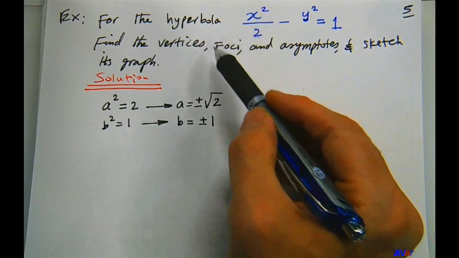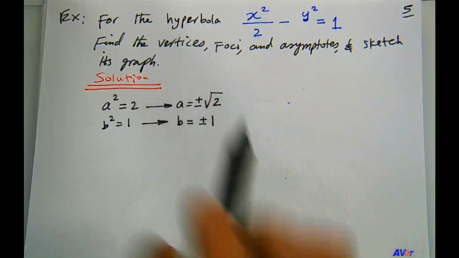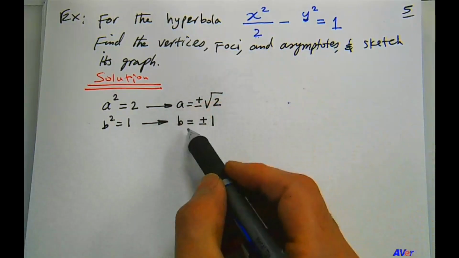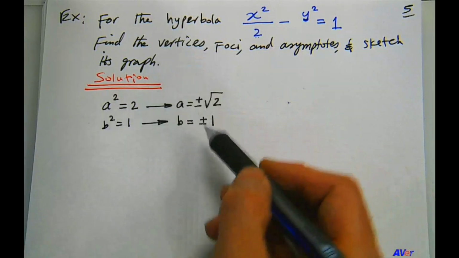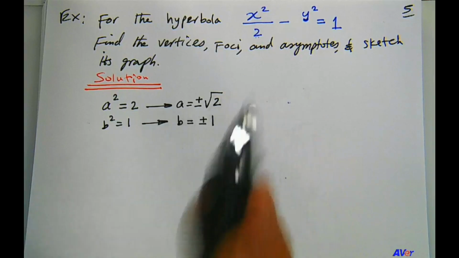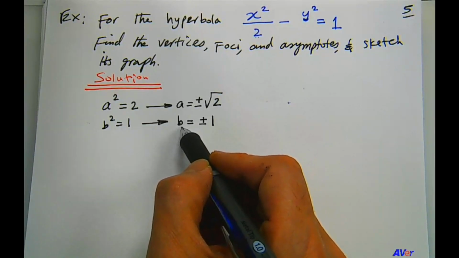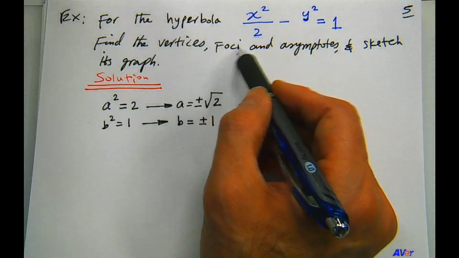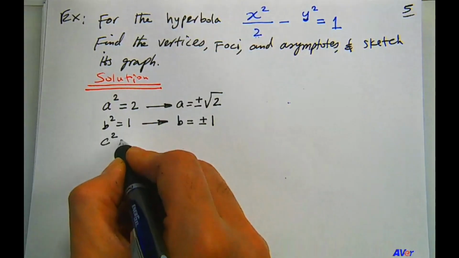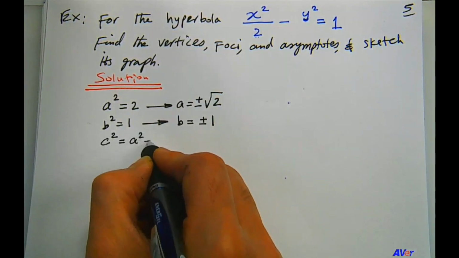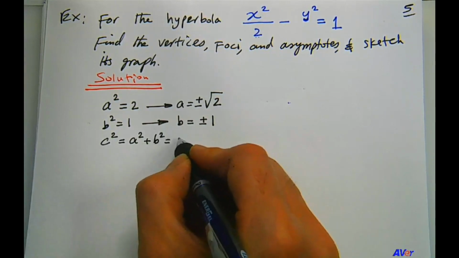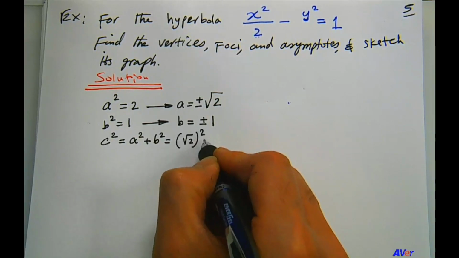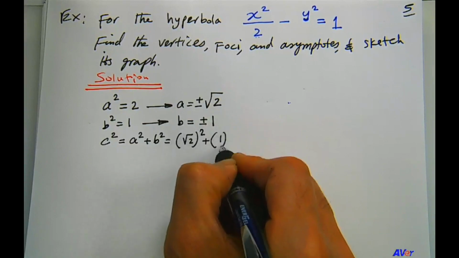Okay, so we know the location of the vertices, which is a equals plus or minus square root of 2. We know this because we're going to have to draw the central box, right? To draw the central box, we're going to need the value for b as well. We have that. And they ask us to find the value of the focal points or foci. We have an equation for that. c squared is equal to a squared plus b squared. In this case, it would be square root of 2 squared plus 1 squared.